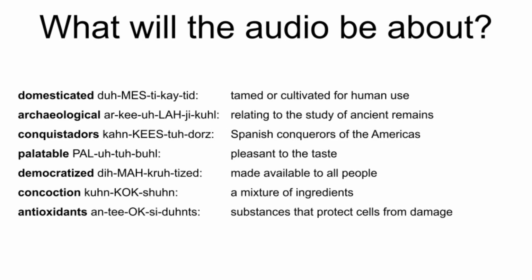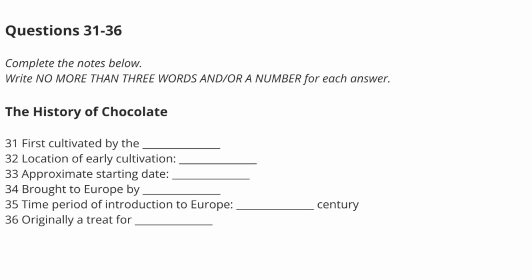Now look over the words you wrote and understand their meaning. What do you think the audio will be about? Let's start the practice test. You will hear a university lecture on the history and production of chocolate. First, you have some time to look at questions 31 to 40.